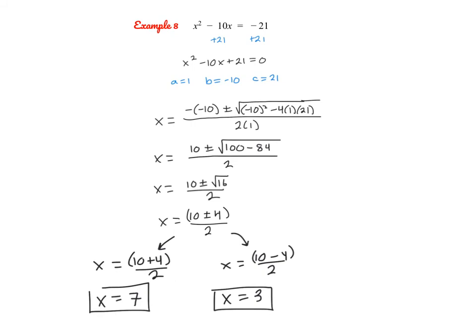So we don't always end up with nice whole numbers for these types of problems. In fact, this problem we could have solved by factoring. That probably would have been a much quicker way to solve, but I did want you to see the way to solve a problem like this using the quadratic formula. But again, you will not always end up with nice whole numbers like 7 and 3.